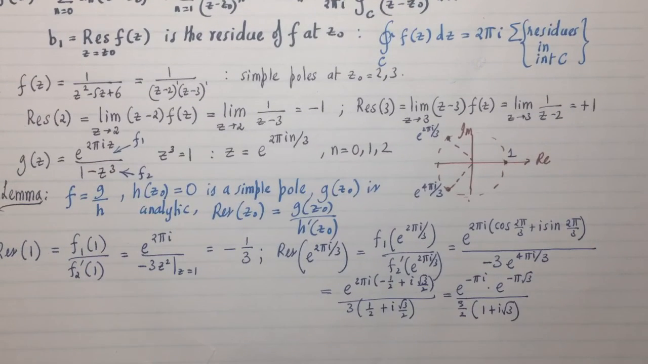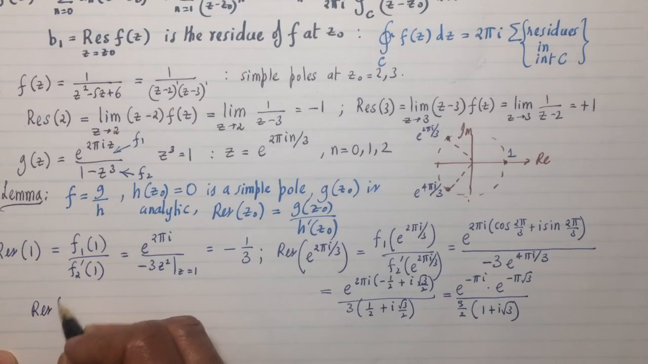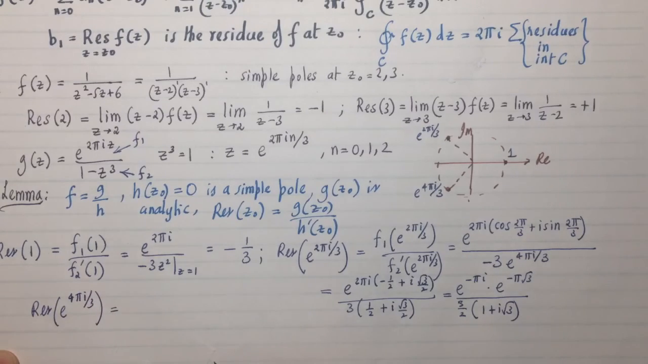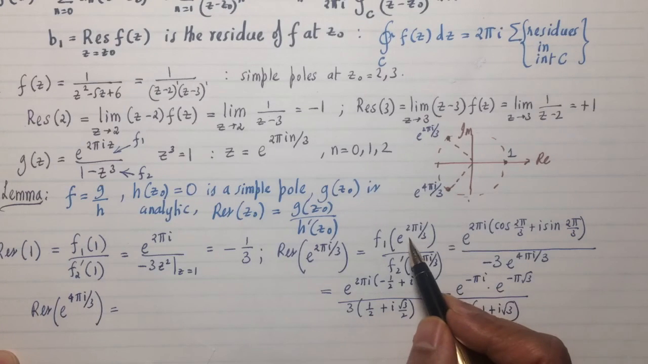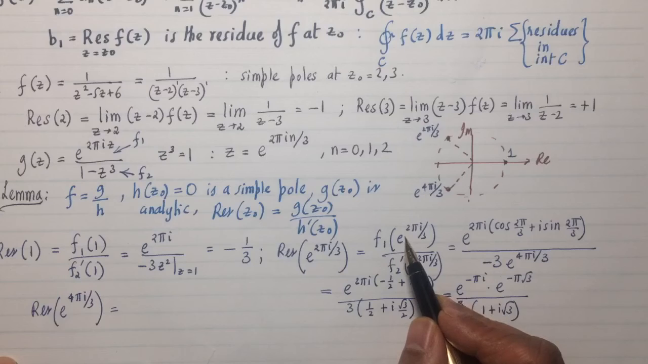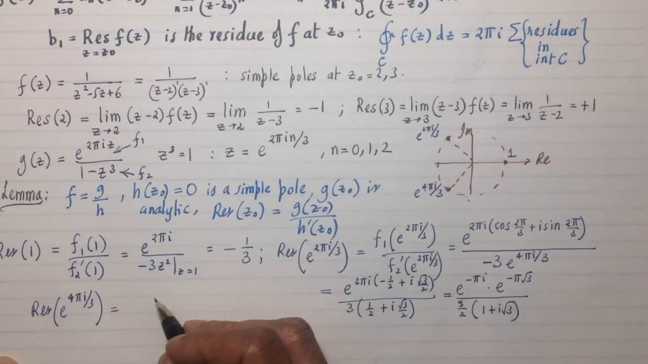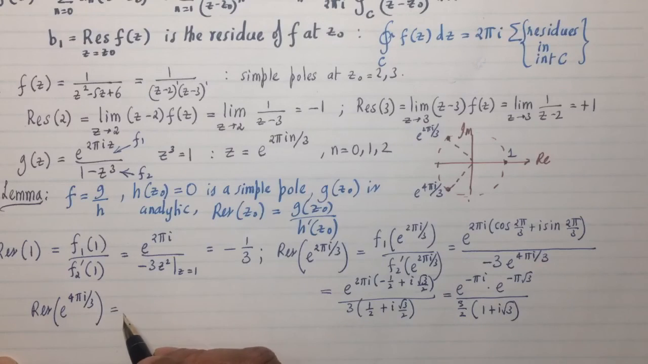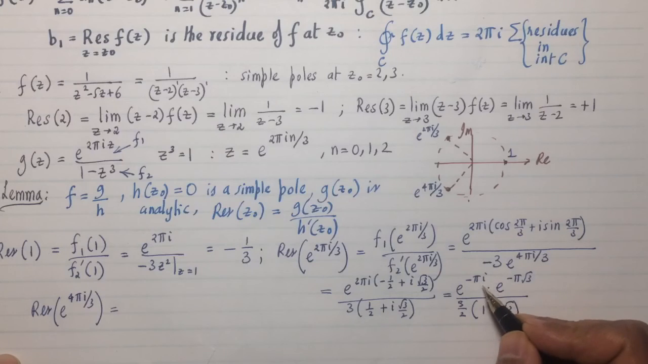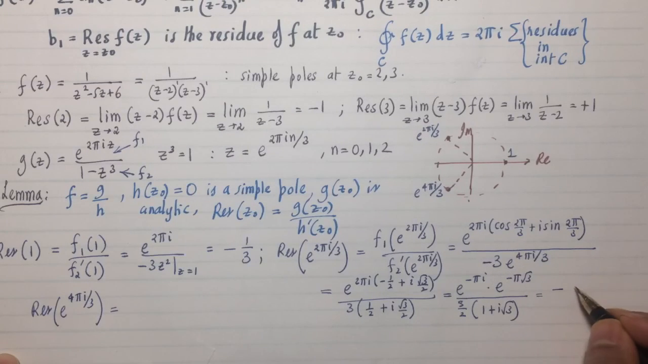And if you do the same thing with 4 pi i over 3, that's the one that's remaining. I'll not bother showing you the details, but I'll just tell you what changes in this computation. First of all, the numerator will stay almost the same. Actually, you know what? e to the minus pi i is minus 1, so I can simplify this even more. That's minus e to the minus pi root 3 over 3/2, 1 plus i root 3. So I'll simplify that.